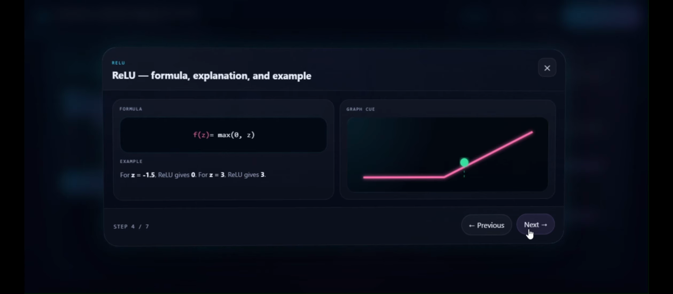Now let's talk about ReLU. ReLU stands for rectified linear unit. ReLU is one of the simplest and most powerful activation functions. Its rule is very straightforward. If the input is negative, the output becomes 0. If the input is positive, the output stays the same. That means negative values are removed, and positive values pass through directly. This simplicity makes ReLU extremely fast and efficient.